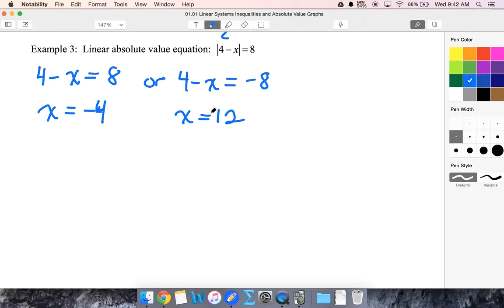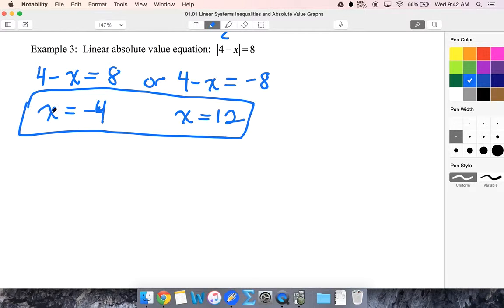4 minus 12 is negative 8. 4 minus negative 4 is positive 8. So either of these two solutions make this absolute value equation true. So that's one way to solve it, by setting it equal to 8 or negative 8. Another way to solve it is to think of another way that we make things positive.